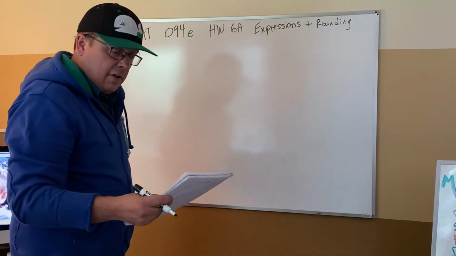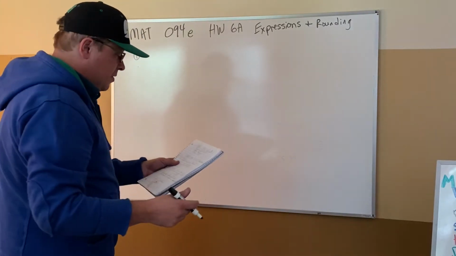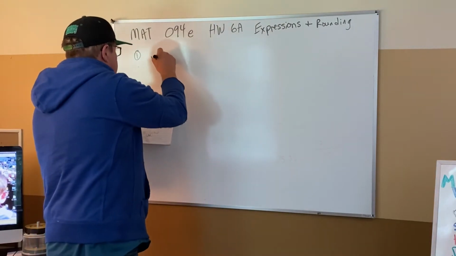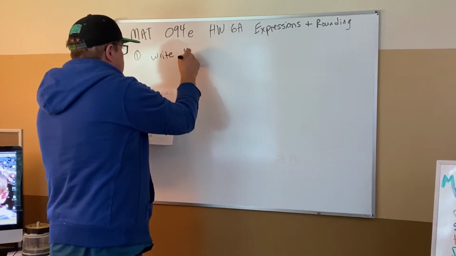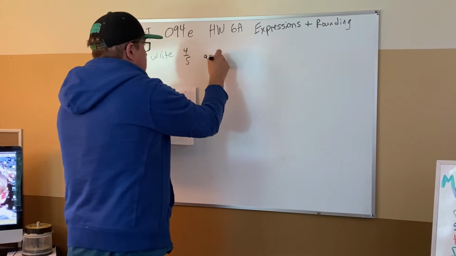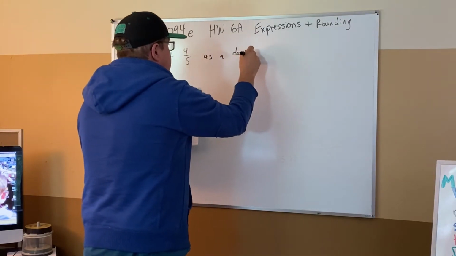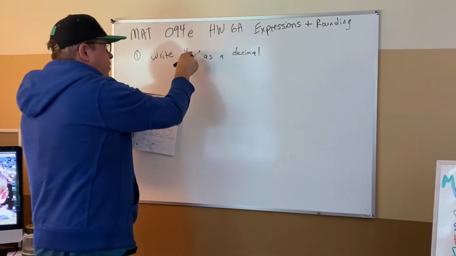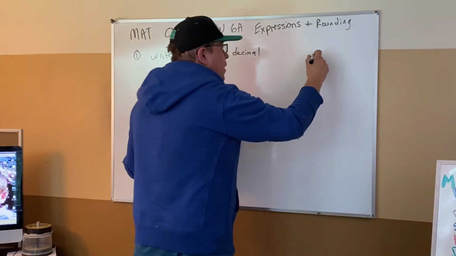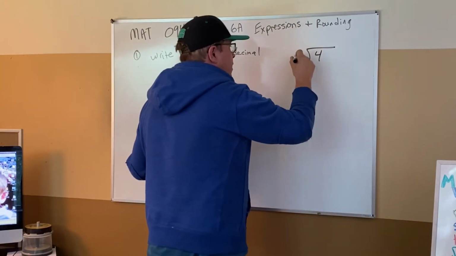This is going along with lecture 6, homework 6A. One example that we want to do is to write 4/5 as a decimal. So we want to take what's a fraction and get it into decimal form. We start with 4, we divide by 5. So we have our 4 over here that we're starting with, we're dividing by 5.